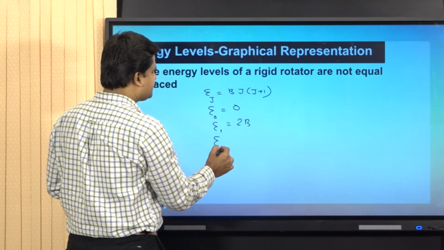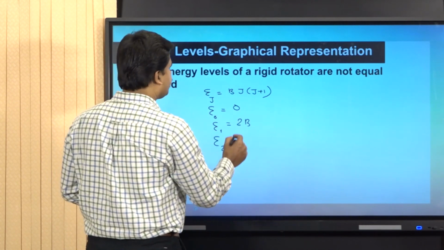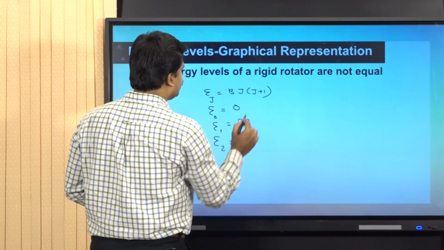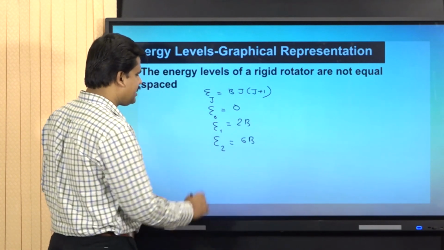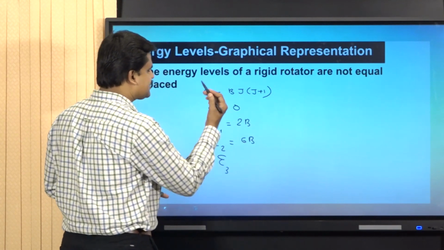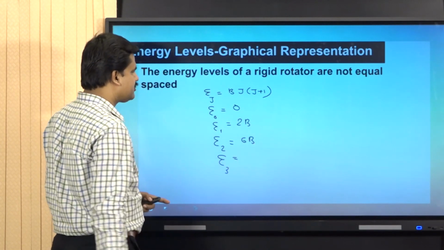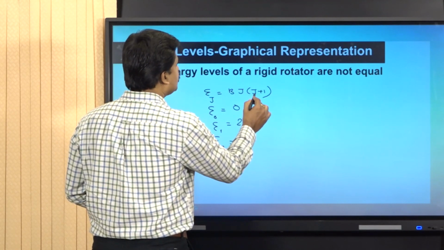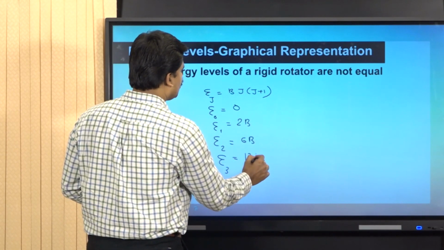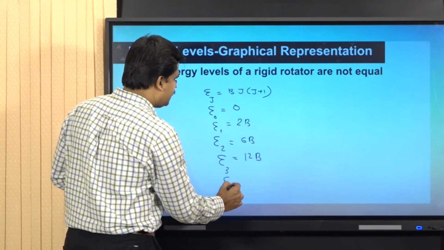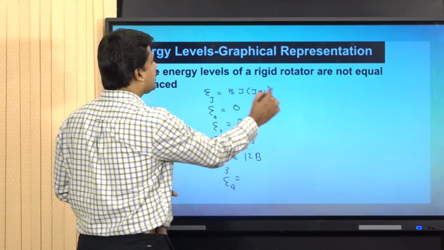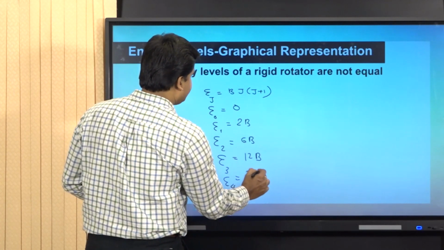I have to put j is equal to 2. Therefore, B into 2 into 3, that is equal to 6. Energy level will be 6B. Similarly, I can find epsilon 3 by putting j is equal to 3. So, 3 into 4, that is equal to 12B. By putting one more example, epsilon 4 is equal to 4 into 5, that is 20B.